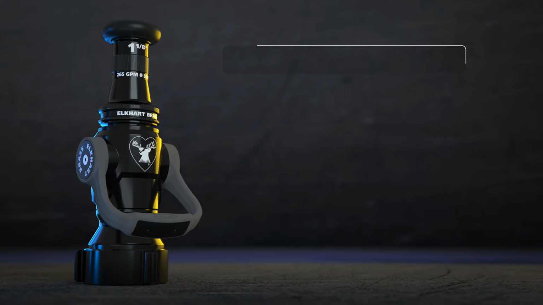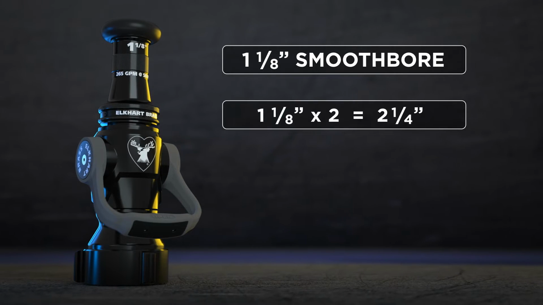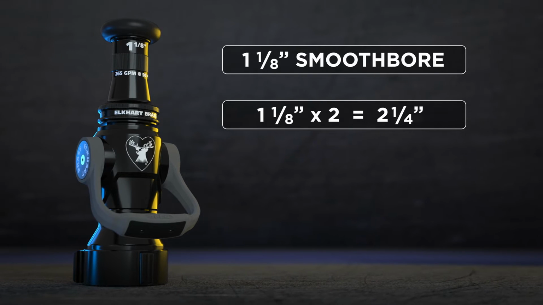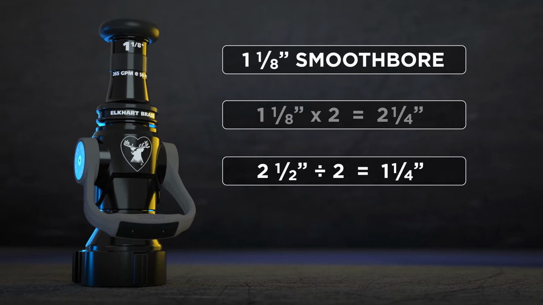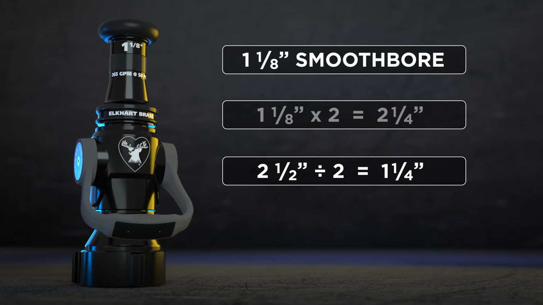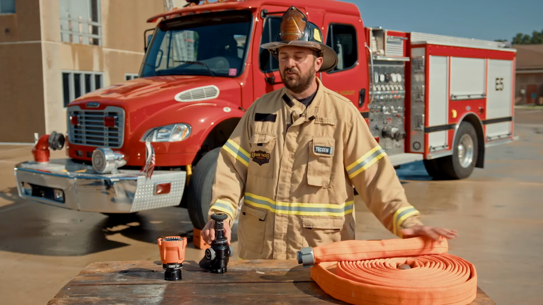For example, we all know that a 1 1/8 nozzle is commonly deployed on 2.5 inch handline. Well, if you take 1 1/8 and you times it by 2, you'd say ideally it should be on 2.25 inch hose. Well, 2.5 inch hose divided by 2 is 1.25 inch. That's why the 1.25 inch is usually the largest handline nozzle on a 2.5 inch hose. It would meet that 21 feet per second through it.